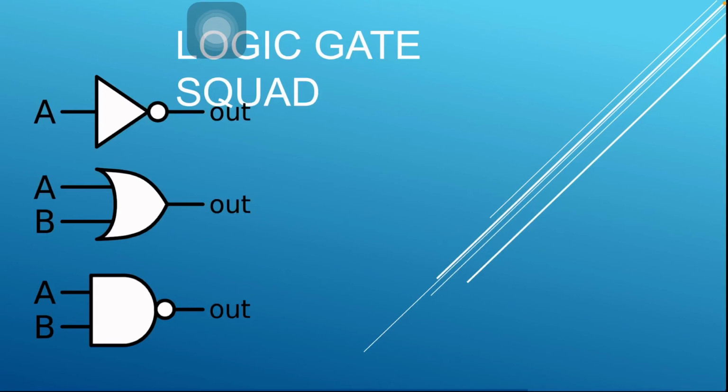So, I am here to show you and to discuss what are the three basic logic gates. First we have the NOT gate, second the OR gate, and lastly the AND gate. So, first let's discuss what is the NOT gate.